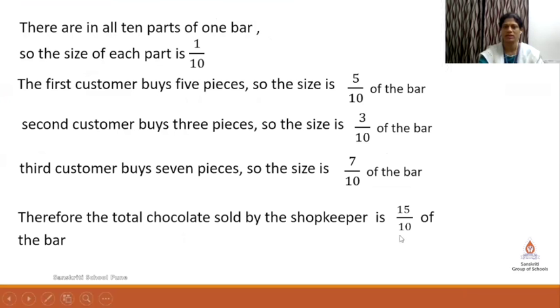Children, 15/10 is an improper fraction because the numerator is greater than the denominator, and the numerator 15 clearly indicates that the shopkeeper must have sold more than one chocolate bar because 10 is your parts which make one whole. This is how we add fractions mathematically.